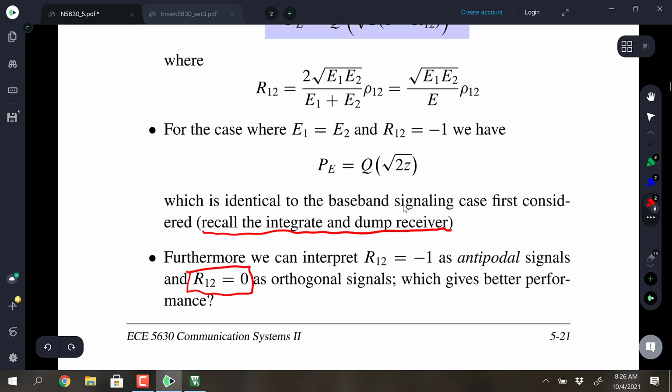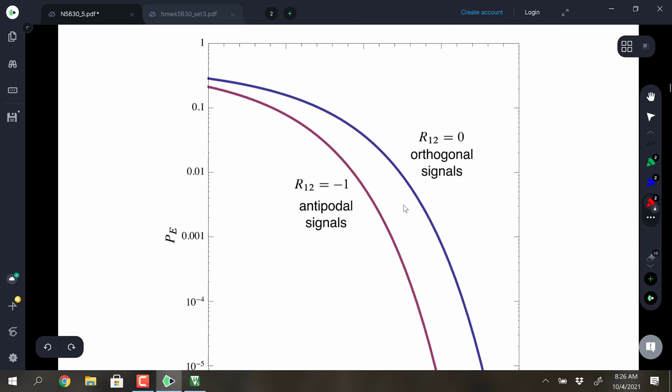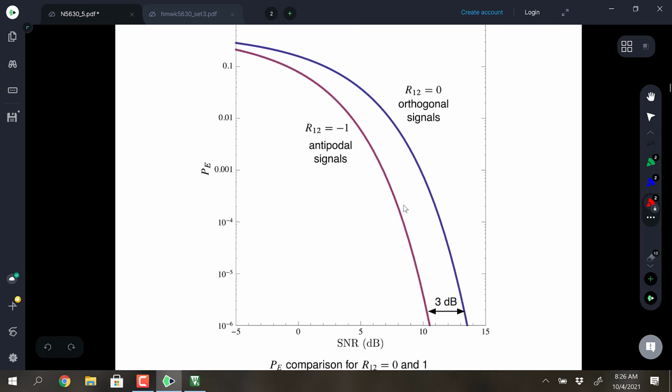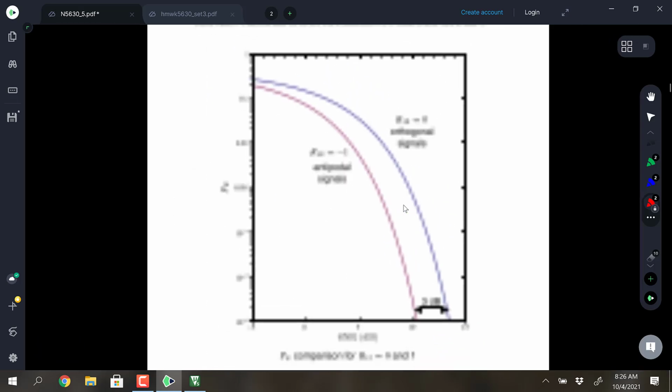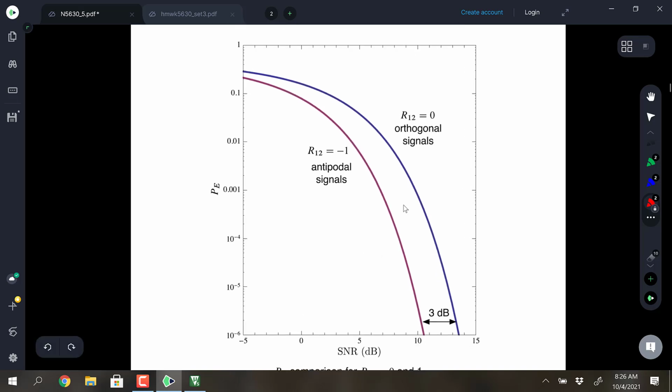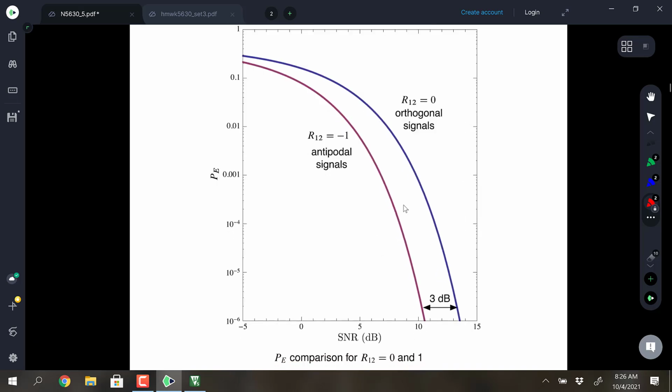If we were to set this R12 equal to 0, then we'd have orthogonal signals, and I just went ahead and plotted this out so you can see that the error probability curve pushes out by 3 dB approximately in the neighborhood of 10 to the -5, 10 to the -6. So definitely not as good a performance as the antipodal would be.